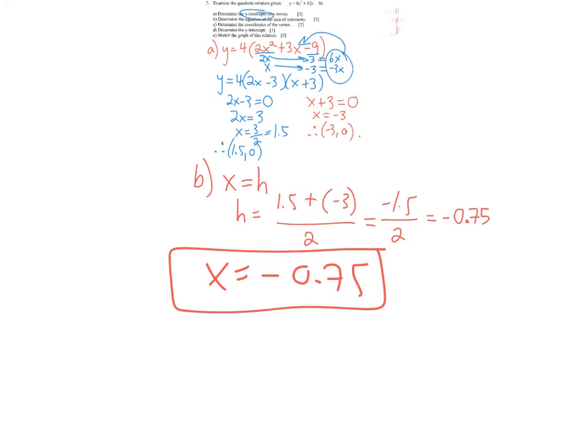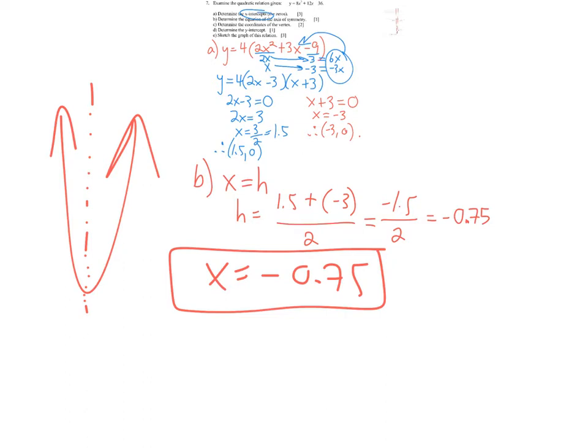And the vertical line, so if we do a sketch of our parabola, the vertical line is an imaginary vertical line. It's an axis of symmetry that splits the parabola in half. And where's the parabola split in half? Where is the axis of symmetry? It's located at the vertical line called x equals negative 0.75. And thus the equation of the axis of symmetry.